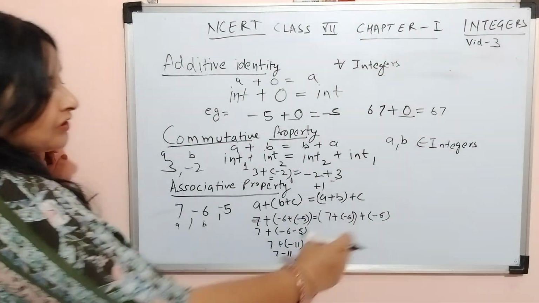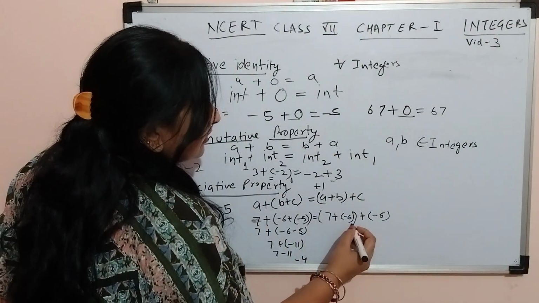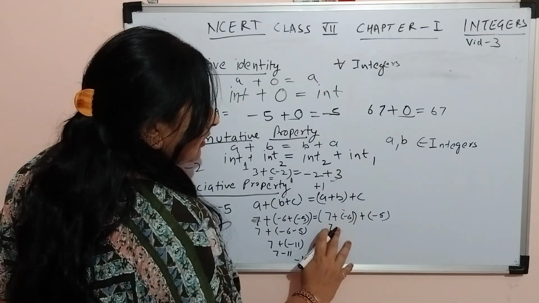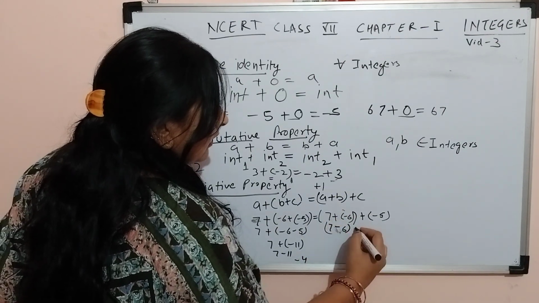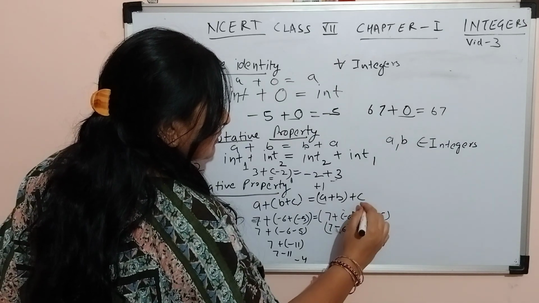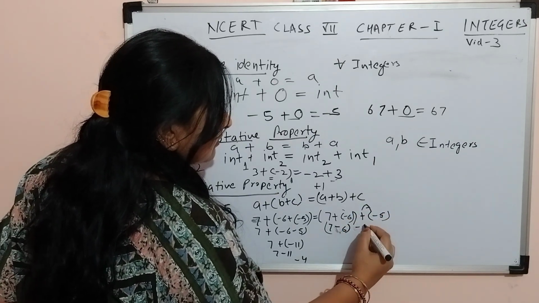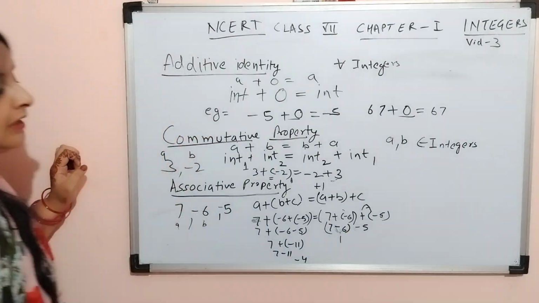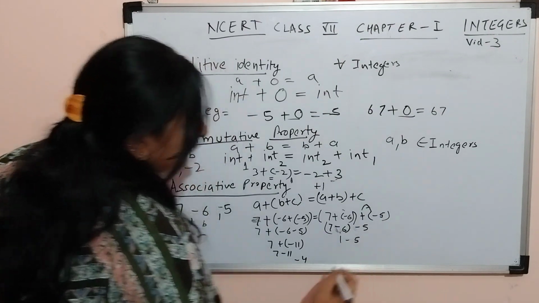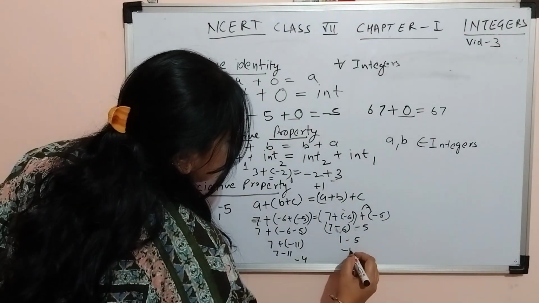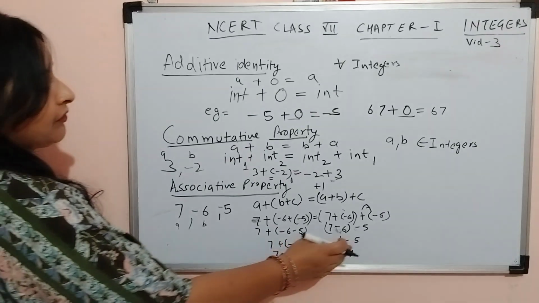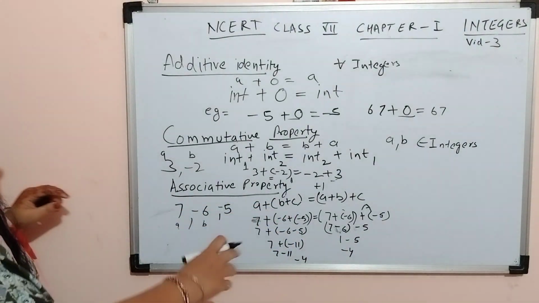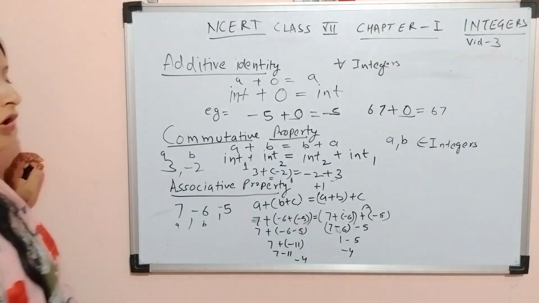Now let us solve it for the right hand side as well. First of all, 7 plus minus will be minus, so 7 minus 6 in the bracket, then plus minus 5, which becomes minus 5. 7 minus 6 is 1 and then minus 5, so 1 minus 5 is minus 4. You can clearly see that the right hand side is equal to the left hand side. So a plus b plus c is equal to a plus b plus c for all integers.